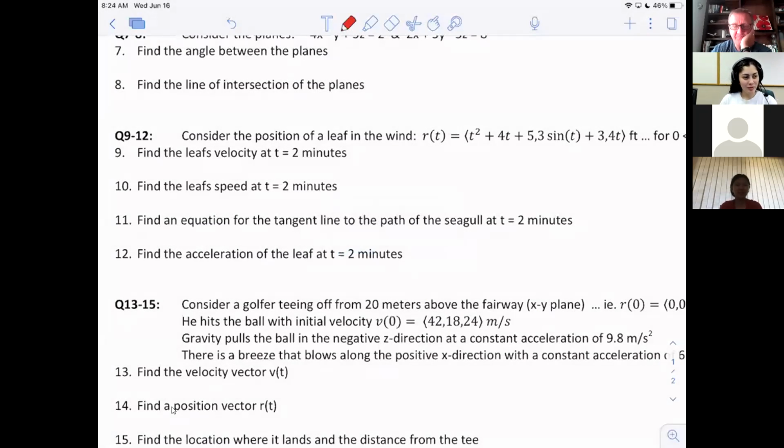So you should see that as related to the velocity. In other words, the velocity vector pointed in that direction, but could you actually find an equation for an entire line? And of course, that line would change, right? So notice I gave you a particular time at 2 minutes. So that line would be pointing different directions at different times. And then, of course, could you find the acceleration of the leaf? Is it speeding up or is it slowing down?